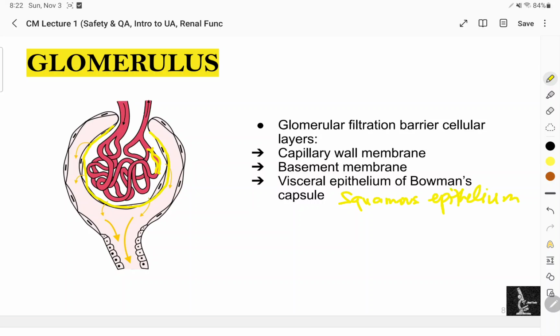Okay? So, kanina nakahatag po siya og additional nga barrier, para dili pataka o filter po dato ang kidneys. So, what are these glomerular filtration barrier layers? First, the capillaries wall of your, of course, the wall membrane of your capillaries. Then the basement membrane of the capillaries, and then the visceral epithelium, squamous epithelium of your Bowman's capsule.